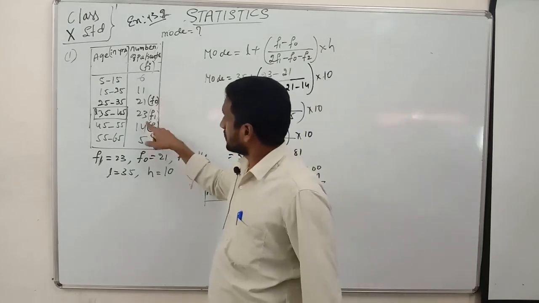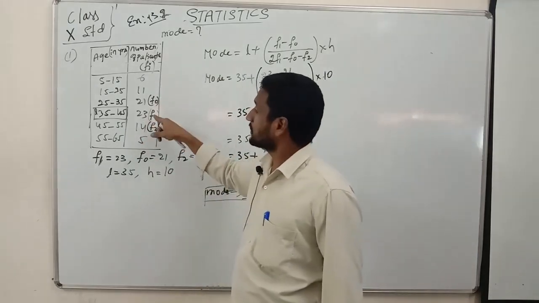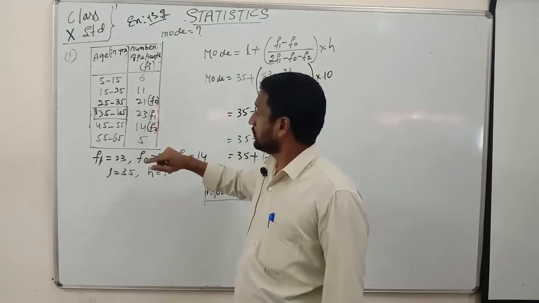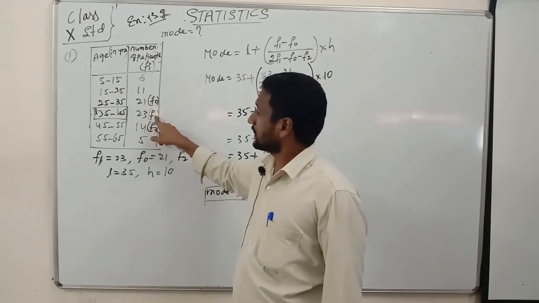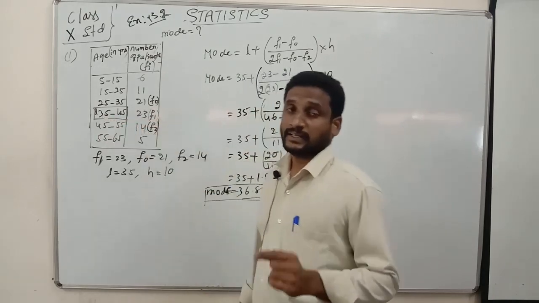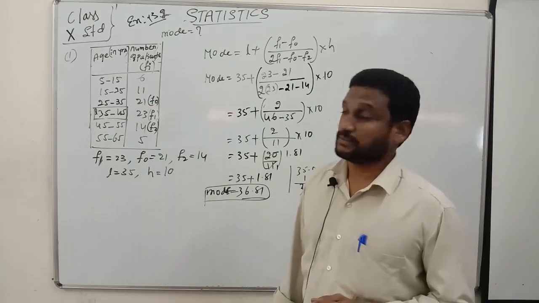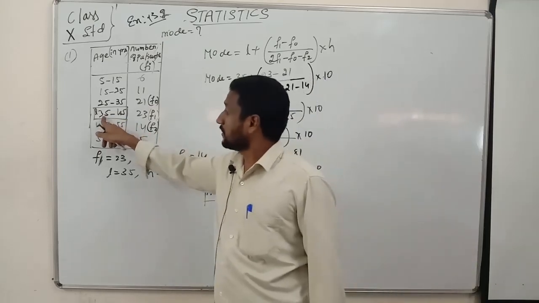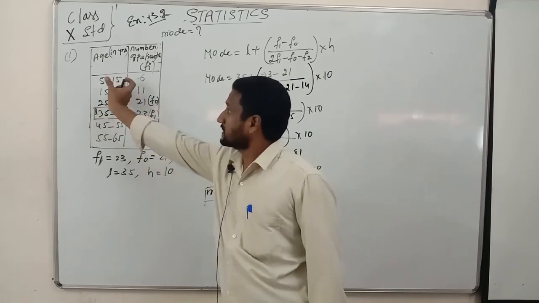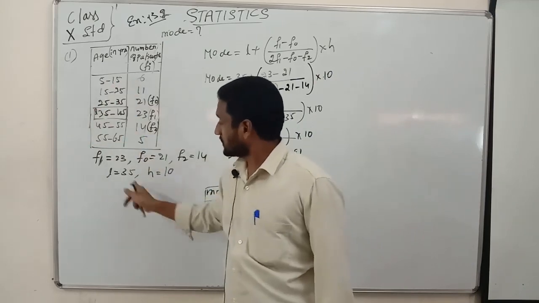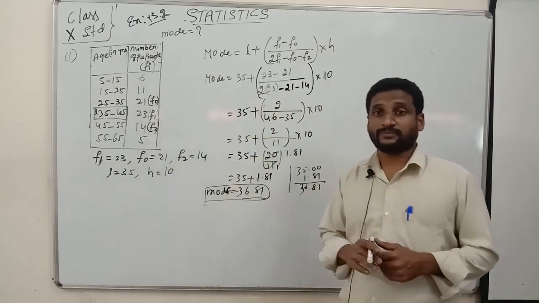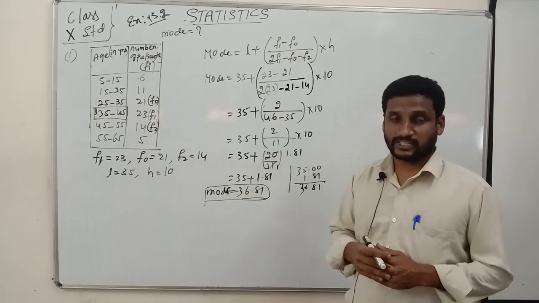The highest frequency is represented by F1. Before that highest frequency is F0. After that is F2. Again, the class interval corresponding to this F1, we can mark it. In that we can take the lower class limit. This lower limit number you can take, the first number, that is L. And the size is represented by H, that depends on whether it is overlapping, exclusive or inclusive.